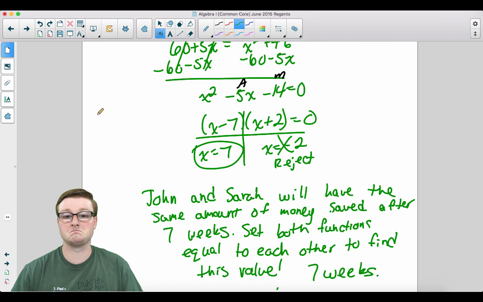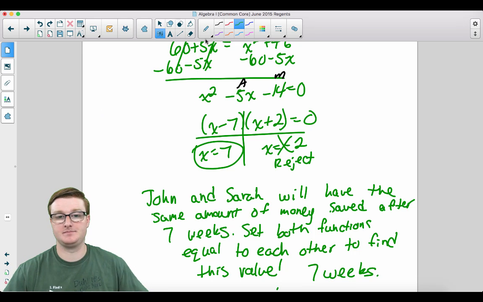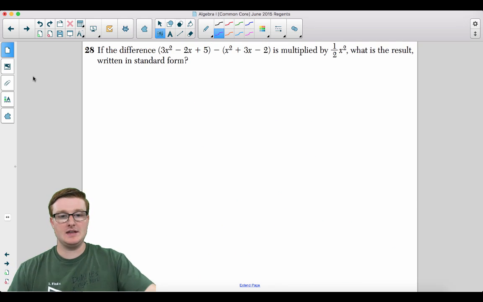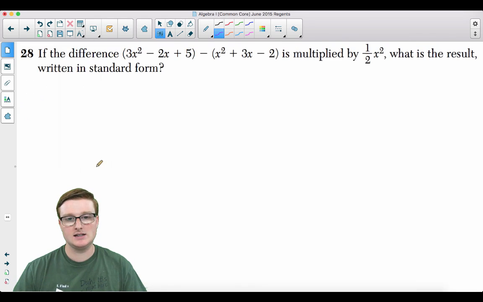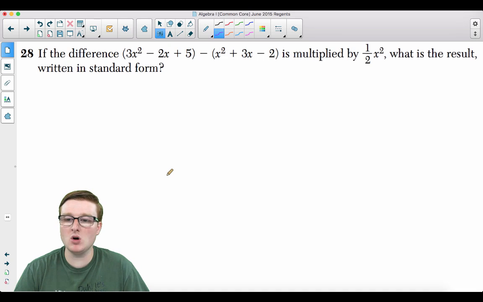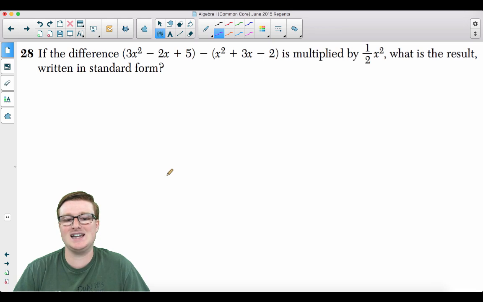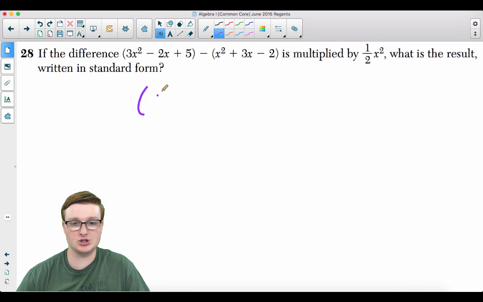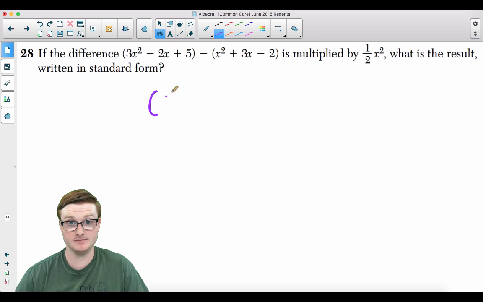And that's about it. All right. 28. If the difference 3x squared minus 2x plus 5 minus x squared plus 3x minus 2 is multiplied by 1/2 x squared, what is the result written in standard form? Wow. So what you need to do first is you actually need to perform this indicated operation up here first.